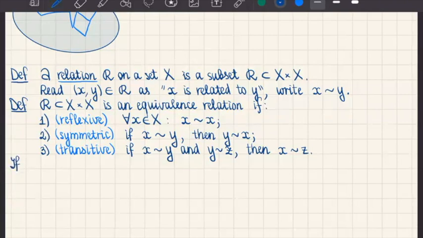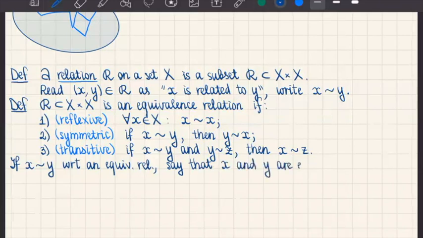And you may have noticed that I said that x and y are equivalent if they're related by an equivalence relation. So if they're related with respect to an equivalence relation, we will say that x and y are equivalent or lie in the same equivalence class. Let me first consider some examples.